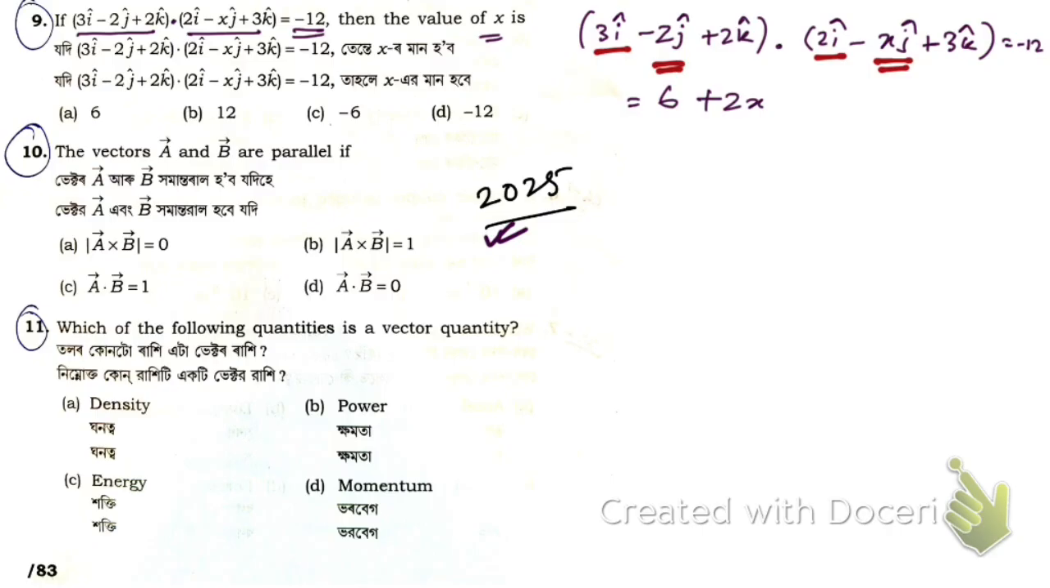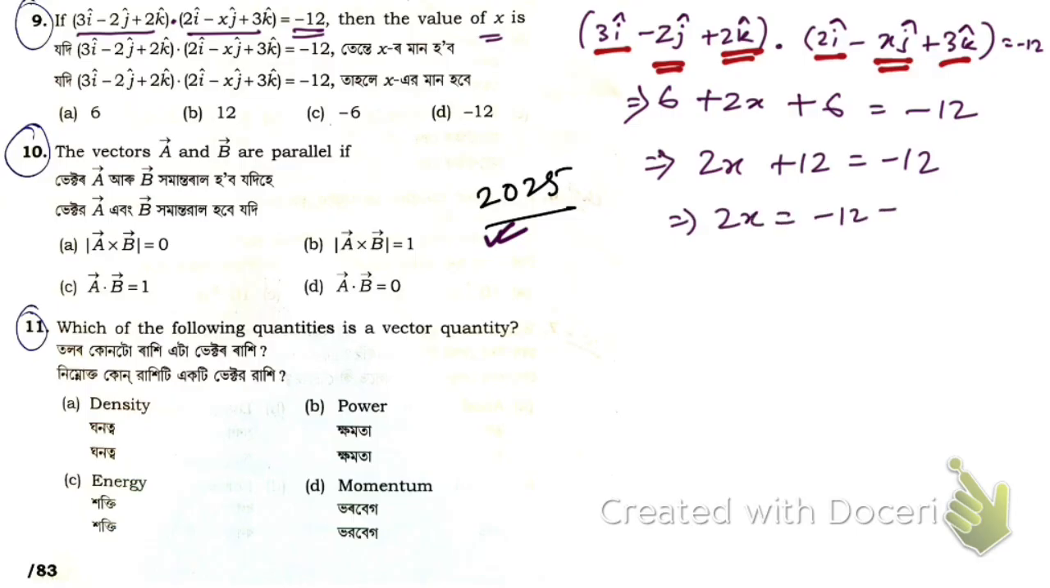Now again, 2k cap into 3k cap is 6 into 1, that is 6, so equal to minus 12. So 6 plus 6 is 12, then 12 plus 2x is equal to minus 12, so 2x is equal to minus 12 minus 12, and x is equal to minus 24 divided by 2, so x is equal to minus 12. That is the value of x. Hope you have understood this.